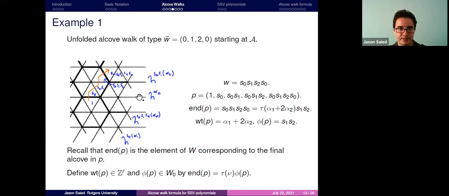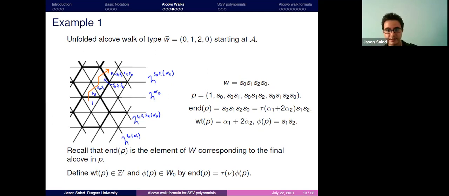Here you can see that they are in fact adjacent to one another, the way you'd like. And again, algebraically, we just represent this by continuing to right multiply by the next thing in the sequence. So I want to recall the notation. We said that the end of P is the element corresponding to its final alcove. So here, the end of P is just W.